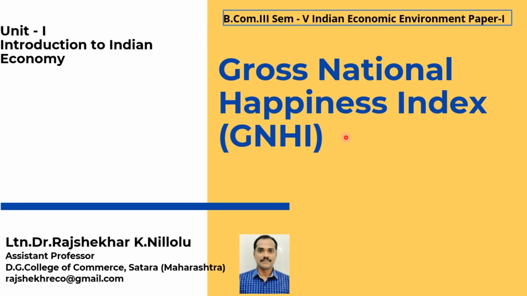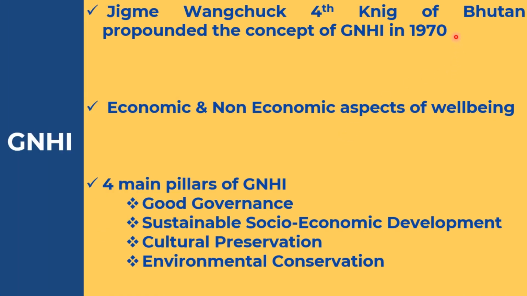So let us try to understand the concept of Gross National Happiness Index. The Gross National Happiness Index is the concept which was propounded by the fourth king of Bhutan in the year 1970. His name was Jigme Wangchuk. He propounded this concept of GNHI. In this index, as I mentioned, not only the economic aspects are considered, but non-economic aspects of the well-being of the people are also considered.